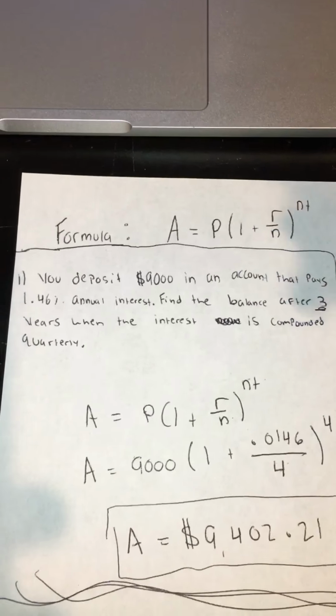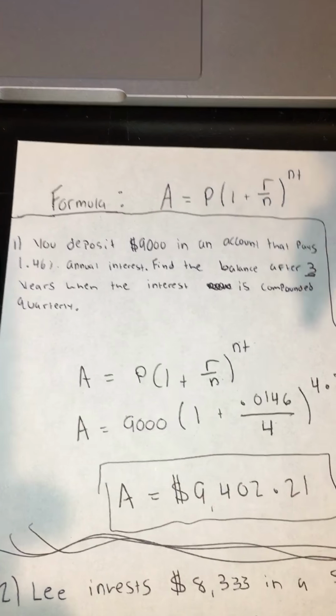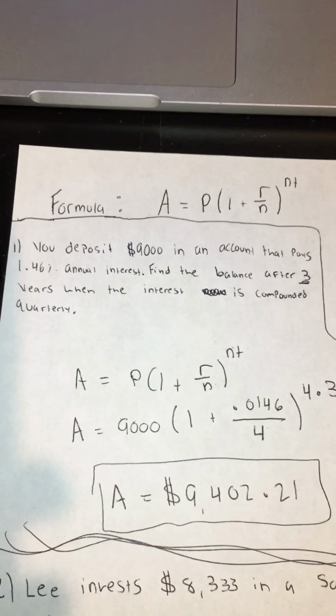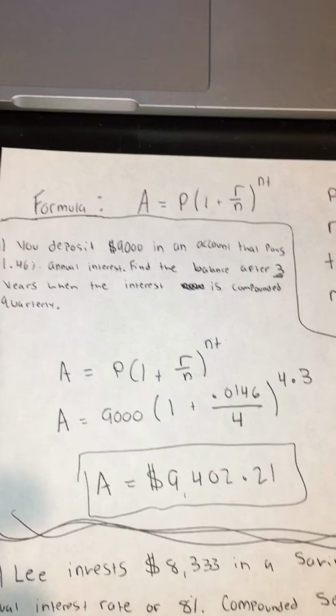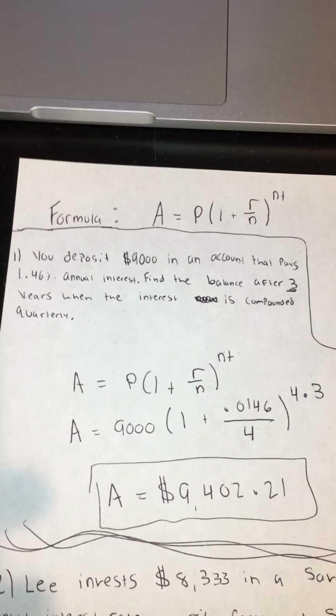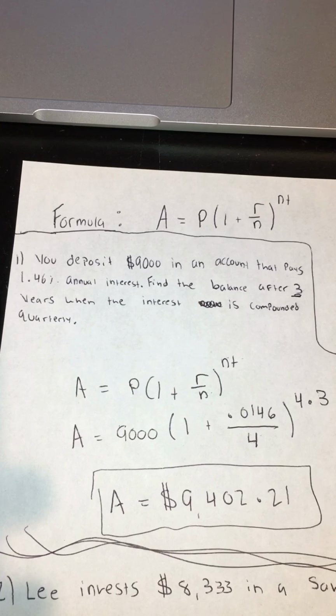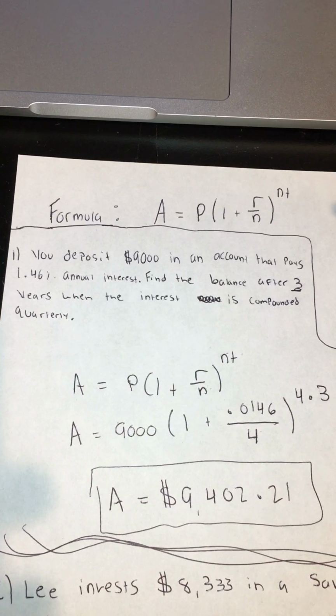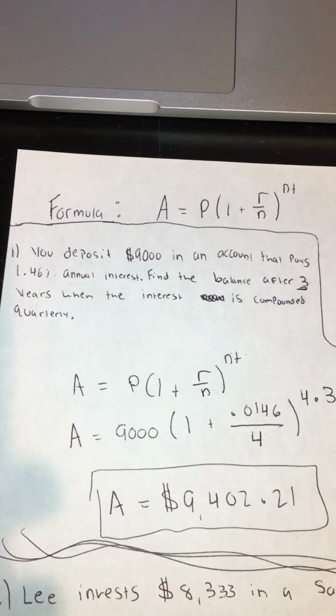So I went ahead and solved one of these past Regents questions that had to deal with compound interest, and I'm just going to walk us through it. So the question reads, you deposit $9,000 in an account that pays 1.46% annual interest. Find the balance after 3 years when the interest is compounded quarterly.